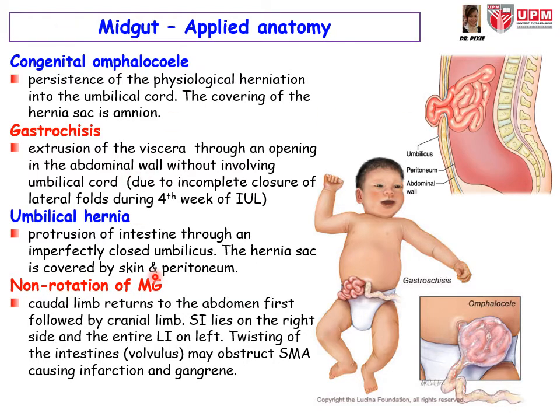Another applied anatomy related to the midgut is that sometimes the midgut could develop without the rotation. For that, the caudal limb of the intestinal loop will return to the abdomen first, followed by the cranial limb. This is the opposite sequence of the returning of the intestinal loop. So now the small intestine will lie on the right side and the entire large intestine is on the left side. The twisting of the intestine, called volvulus, may obstruct the superior mesenteric artery and can cause infarction and gangrene.